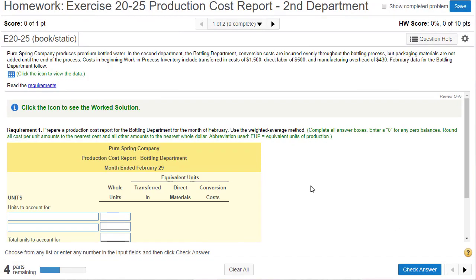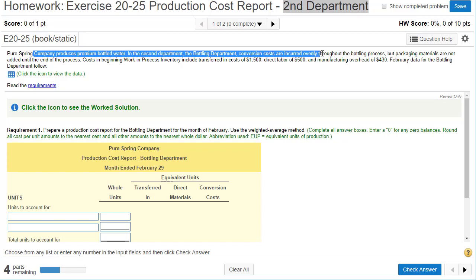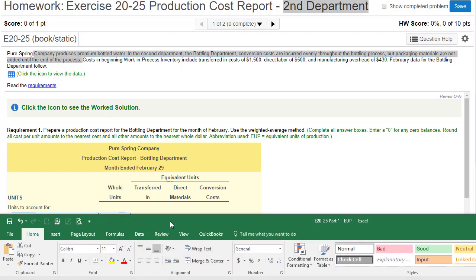Exercise 20-25. We're going to create the production cost report, but this time it's going to be for the second department, not the first department. So Pierce Spring Company produces premium bottled water. In the second department, called the bottling department, conversion costs are incurred evenly throughout the bottling process, but packaging materials, which is the bottle, are not added until the end of the process. And that makes sense. When you're bottling water, the bottle is probably the last part of the process.